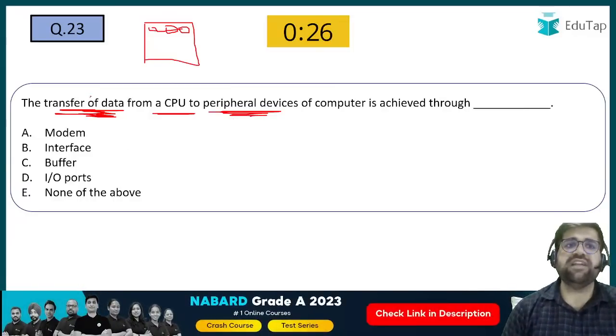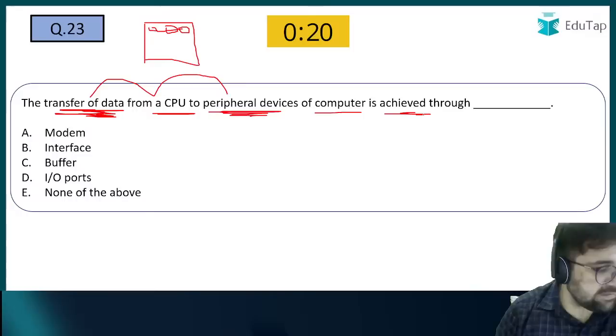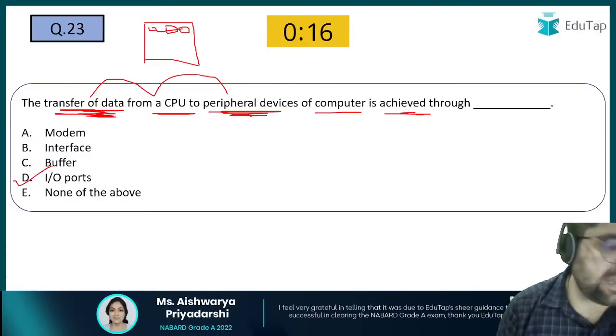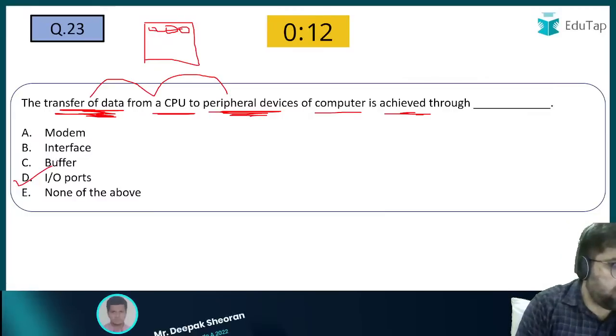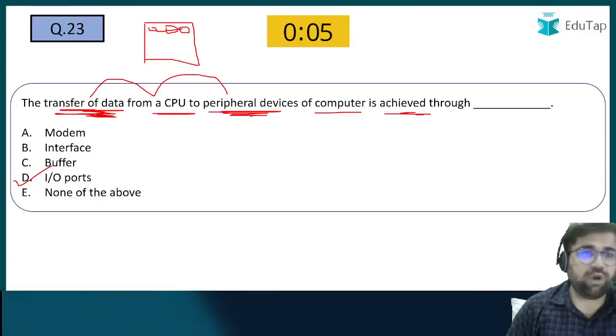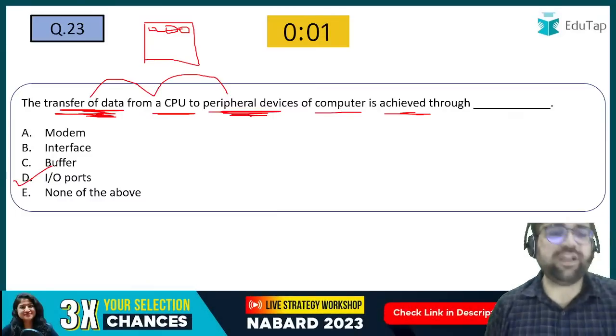The communication, that is the transfer of data from CPU to peripheral devices of the computer, is achieved through what? It is achieved through input and output ports. Very good, my friends. I was not expecting the right answer, but maximum of you have given the right answer. That is option D. Tulasi is going with modem. Modem is not the correct answer. Yes, it is your input and output ports.